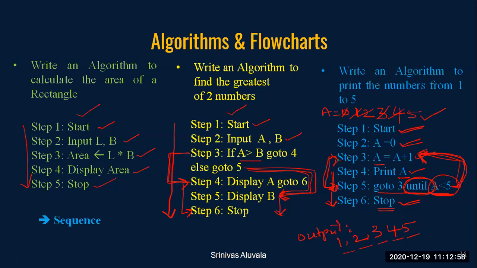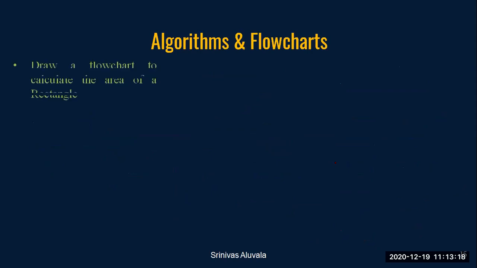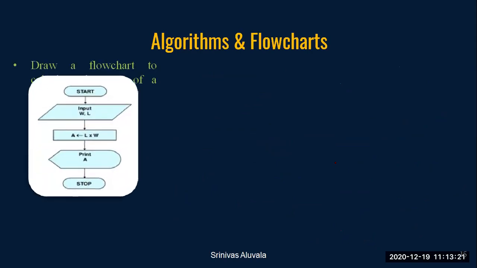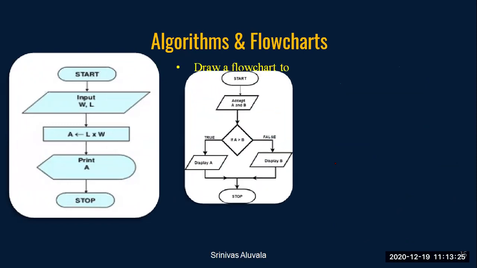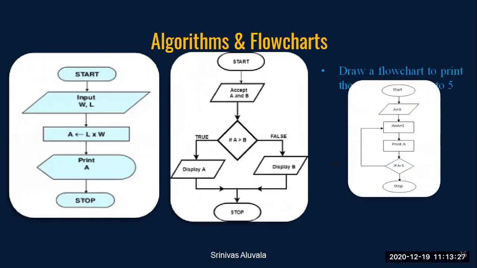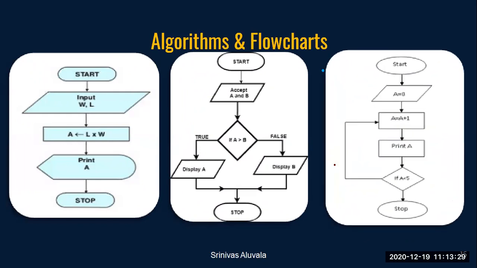So that's where I mentioned the algorithm exhibiting the key feature, that is sequence, the algorithm exhibiting the feature that is selection, or decision-based moving, and the algorithm going with repetition of some steps. So these are the key features which the algorithm and even the flowcharts exhibit. So for the same algorithms, here I go for showing you the flowcharts. Flowcharts are being shown here for the same algorithms.